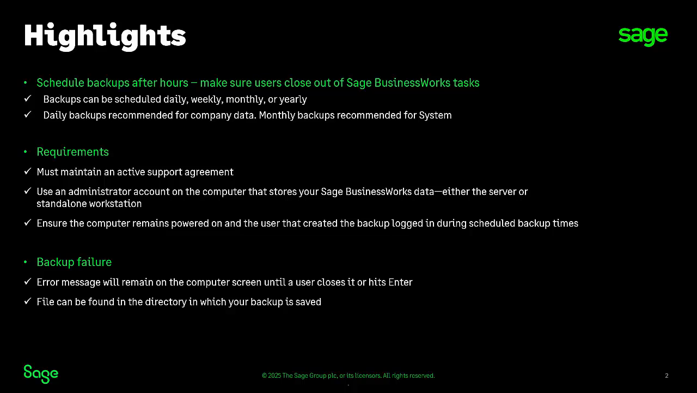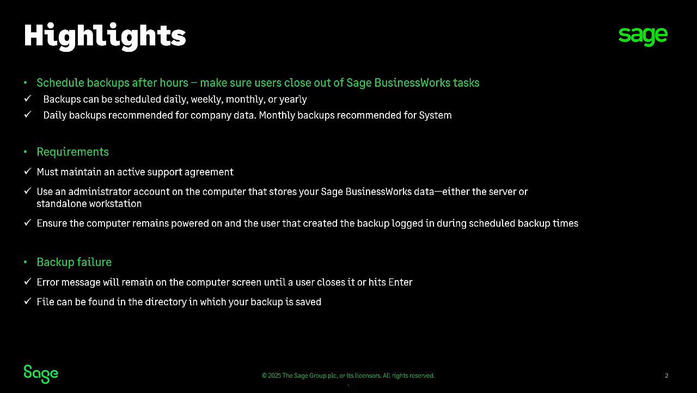The Sage BusinessWorks Task Scheduler streamlines the setup of automated backups within the Sage BusinessWorks environment by using the built-in Windows Task Scheduler. Users can easily configure backups to run on a daily, weekly, monthly, or yearly basis. We do recommend you make a daily company backup and monthly system backups. Some requirements for using the backup scheduler.